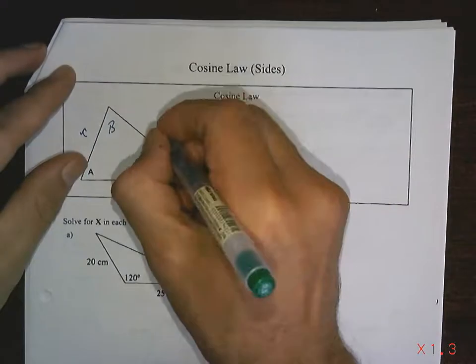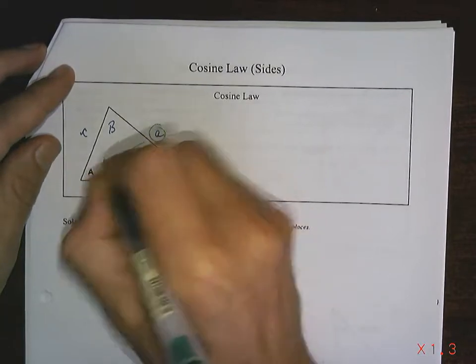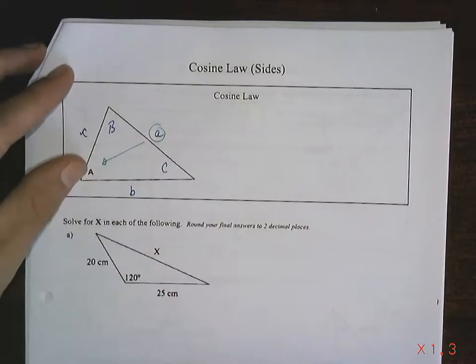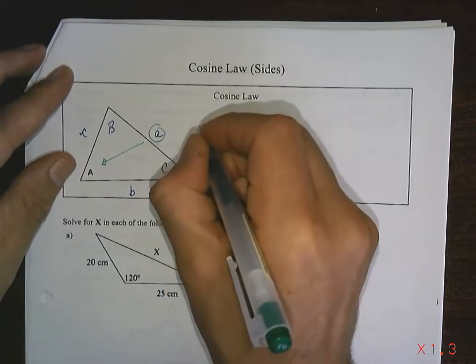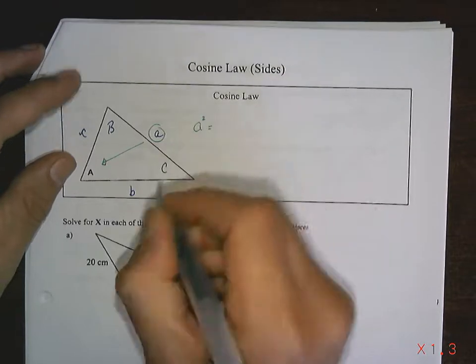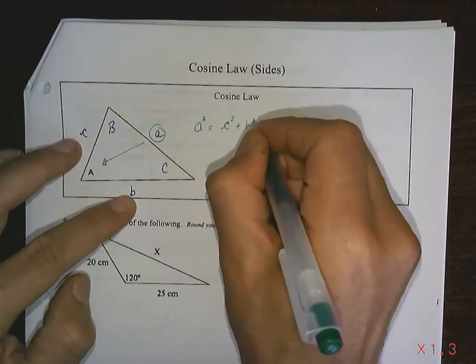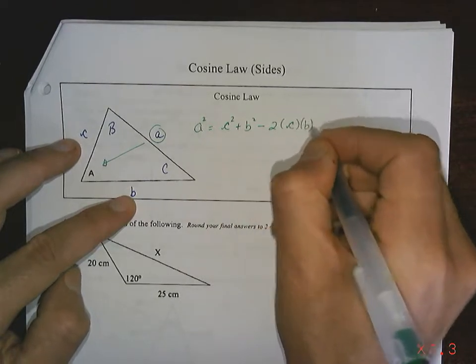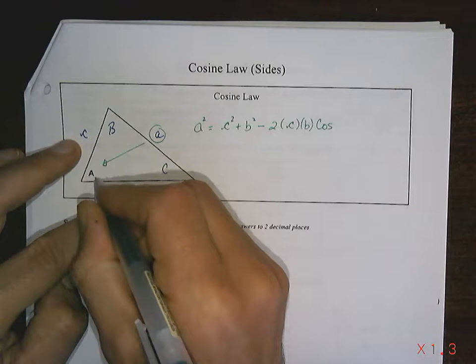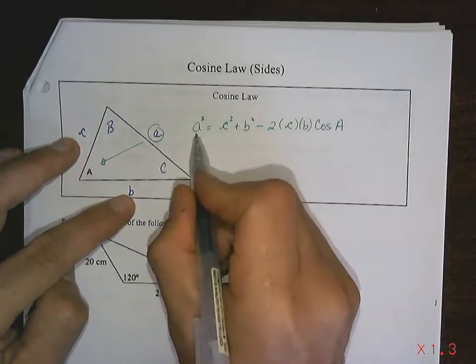So let's say I wanted to find this side length. Well, that side length has an angle that's opposite to it. That's important. And what we're going to do is I'm going to tell you for the first time that a squared will be equal to the other two side squareds. So c squared plus b squared minus 2, the other two side squareds, cosine the angle opposite the side I'm trying to get. So this will be big A, that'll be little a.